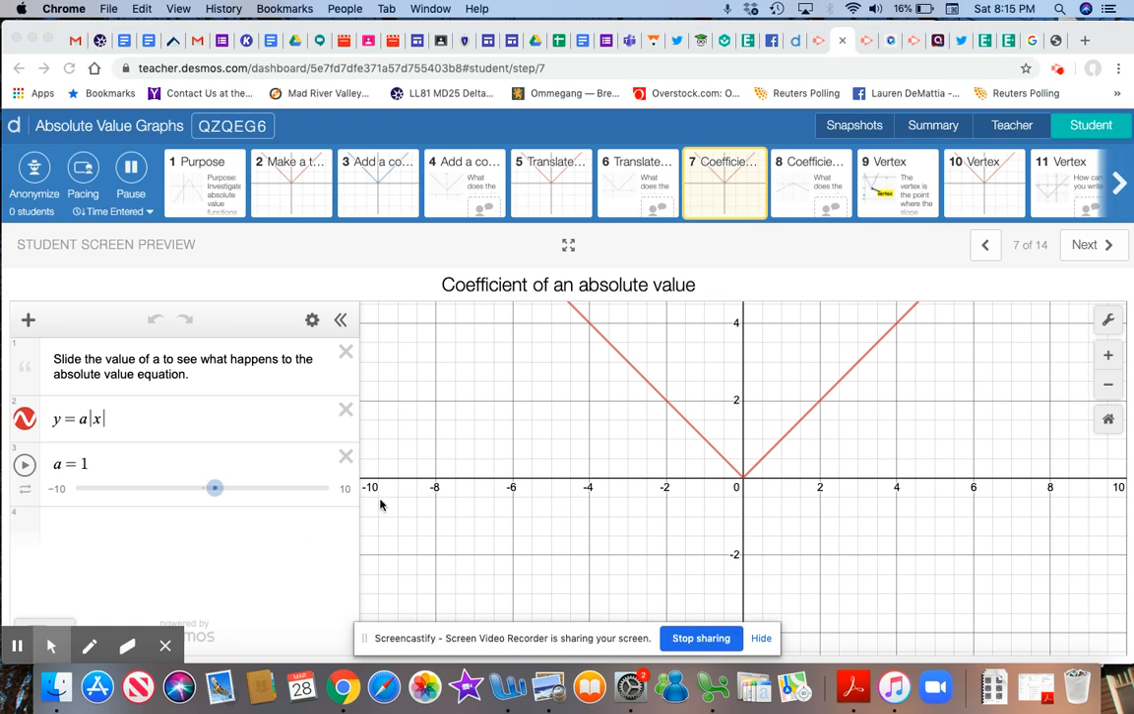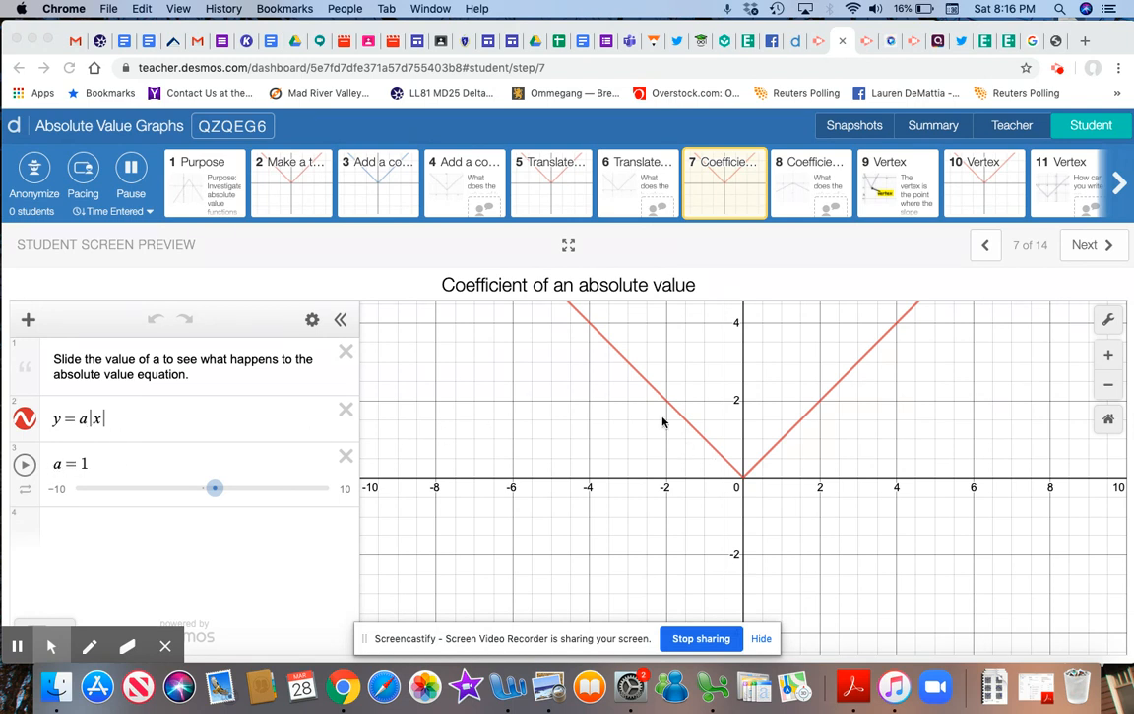Hello, it's me again, and we're on to screen 7, and this is coefficient of an absolute value. Now, the coefficient, if you remember, is the number that's in front of the variable. So here the coefficient is a, right? A is sort of the number we think of as the slope, right? Y equals mx plus b. So instead of m, it's a when it's outside the absolute value.